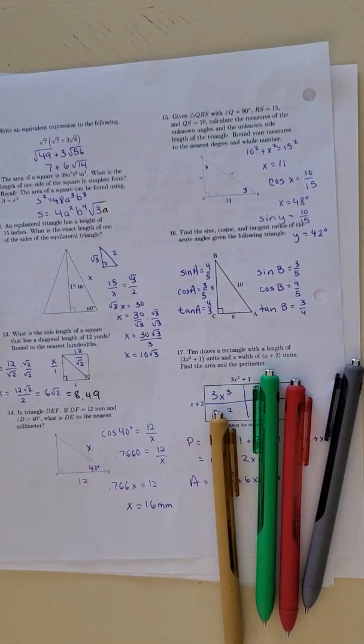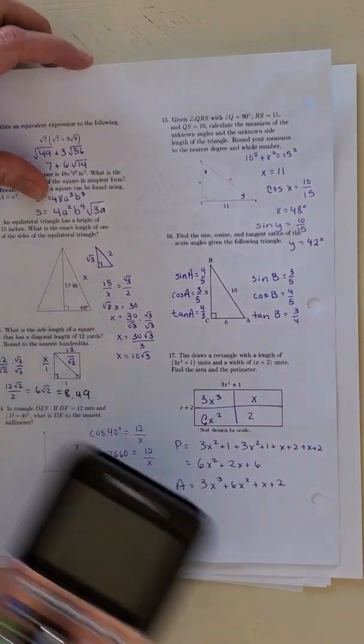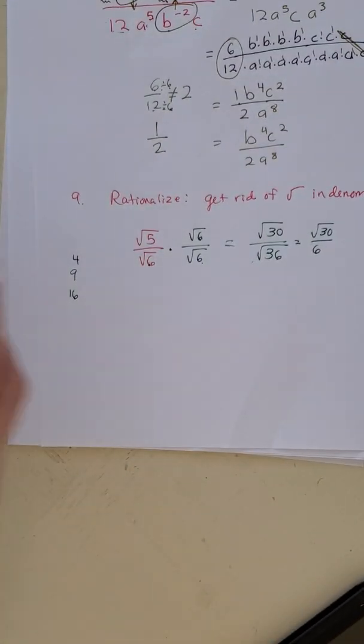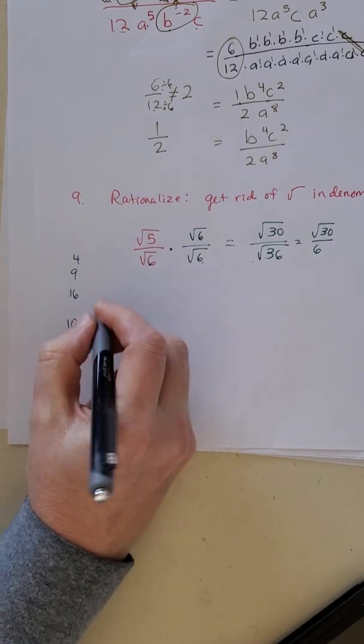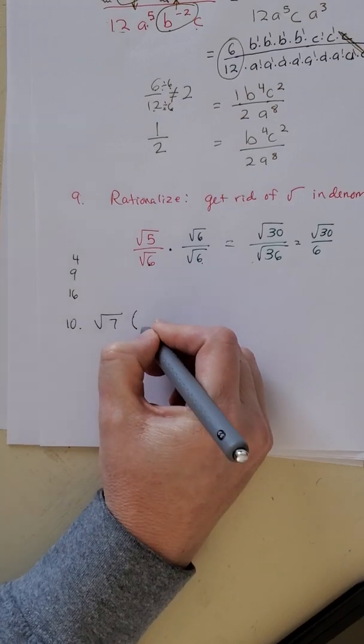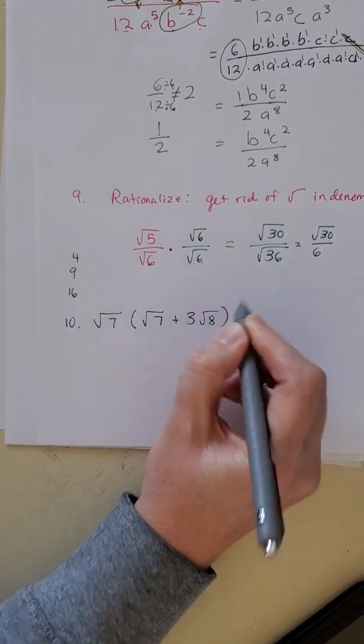All right, welcome back to part 2 of the Math 2 Semester 1 review. It says to write an expression, number 10, write an expression that is equivalent to square root 7 times square root 7 plus 3 square root 8.